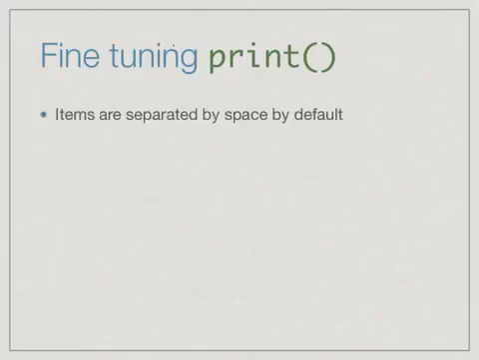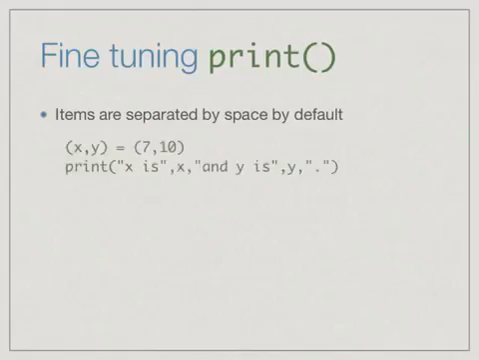The other thing that we might want to control is how the items are separated on a line. We said that if we say print x comma y, then x and y will be separated by a space by default. Right? So if we do this, print x, y, we set x equal to 7, y equal to 10, and we say "x is" x and "y is" y, and then we want to end with a full stop. Right? So this is what we want. You want to write the string "x is", then the value of x, and "y is", then the value of y, and then a full stop.